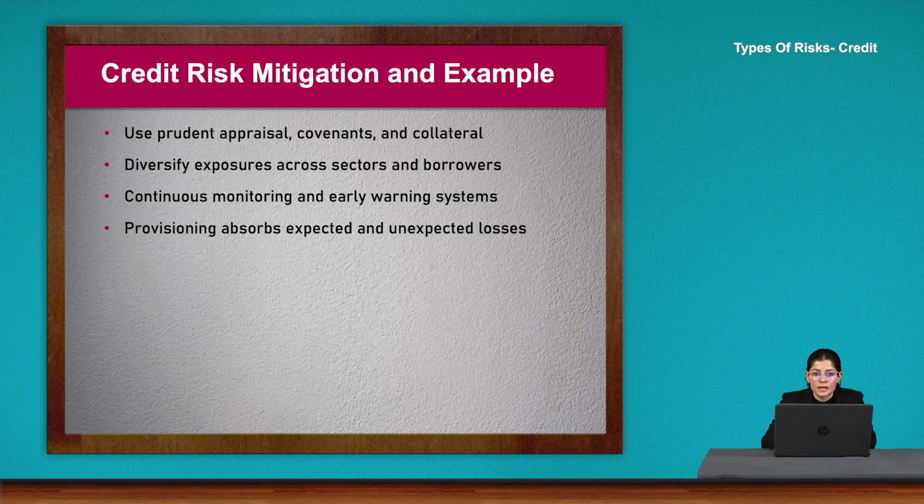Another one is ongoing monitoring and early warning systems, so tracking the covenant compliance, payment behavior and the market signals. Then we have collateral valuation and stress testing. Under this, reassessing the security values under stressed scenarios to estimate the uncovered losses. Let's take an illustration to understand the same.